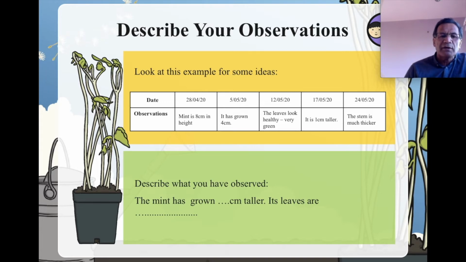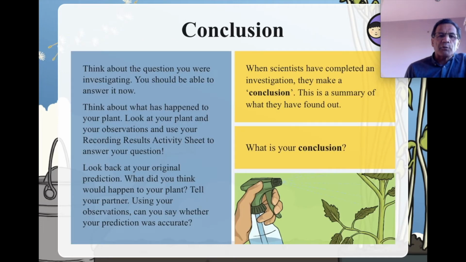So down below, the mint has grown 2 centimeters taller. Its leaves are green and looking healthy. That kind of comment or explanation of your observation is going to be important. Right, we haven't come to the end of our investigation, so we cannot write a conclusion.